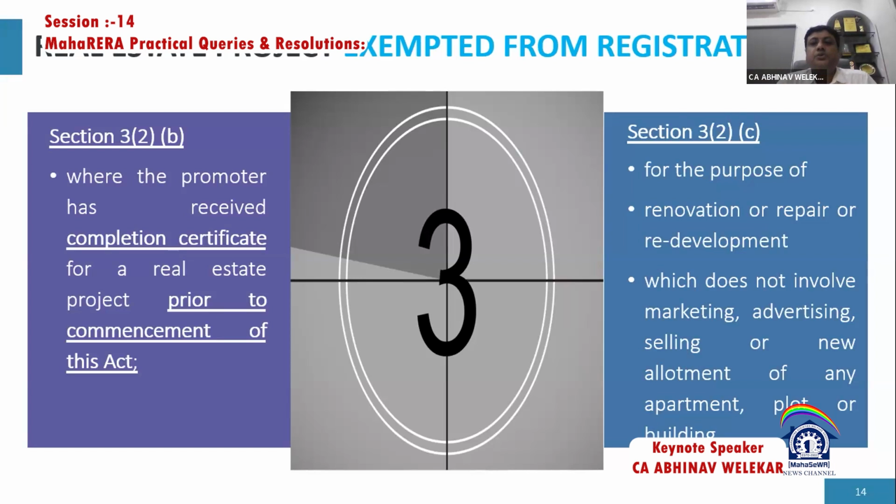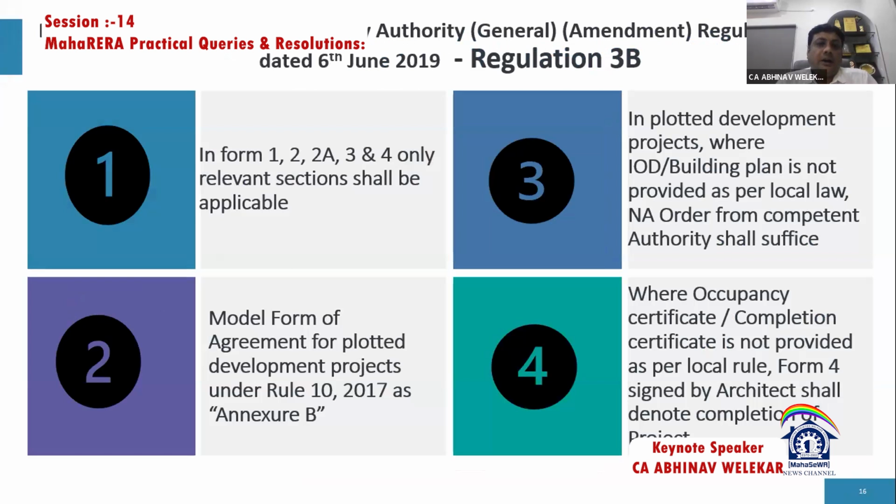Then section 3(2)(c) specified that if there is a redevelopment project where there is renovation and repair and no sale to an outside party, such redevelopment projects were also exempted. So as I just told you, section 3 specifies that the plottable will come, and it specifies only 3 conditions where the project will be exempt.